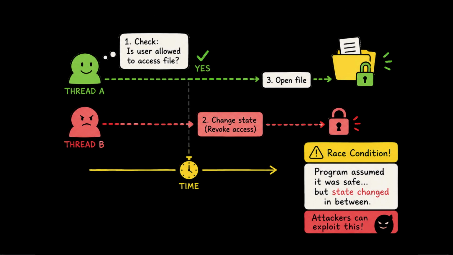A race condition happens when the behavior of a program depends on timing. Let's take a simple example. A program checks, is this user allowed to access this file? And if yes, it opens the file. Now imagine this. Thread A checks permissions before the file is opened. Thread B changes the state. Now the system may open something it should not. The program assumed things are safe, but the state changed in between. And this is called a race condition. And attackers can exploit these timing issues.